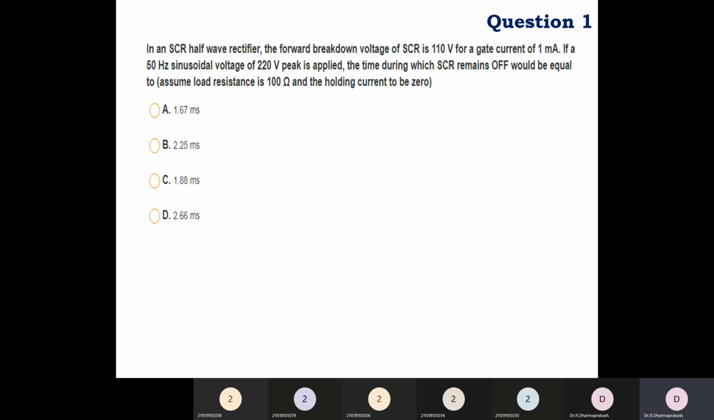In an SCR rectifier, the forward breakdown voltage of SCR is 110 volts for a gate current of 1 milliampere. If a 50 hertz sinusoidal voltage of 220 volts peak is applied, find the time during which the SCR remains on.